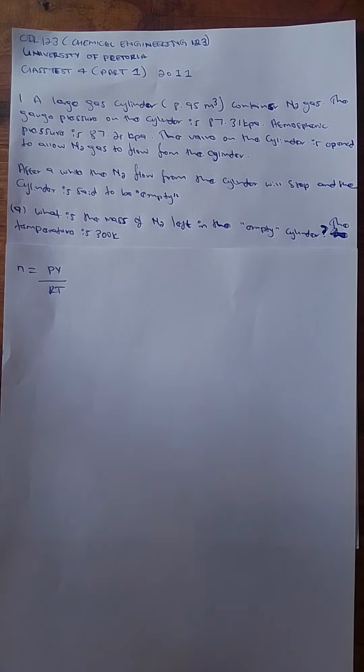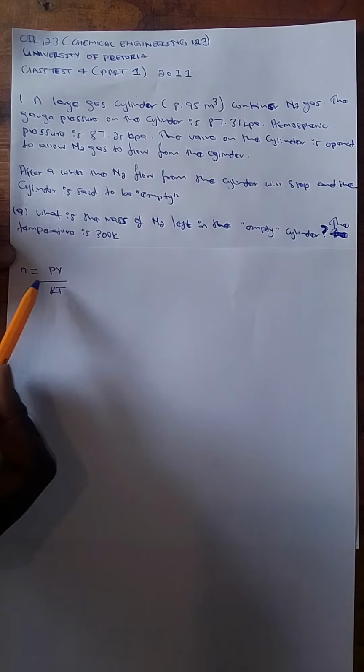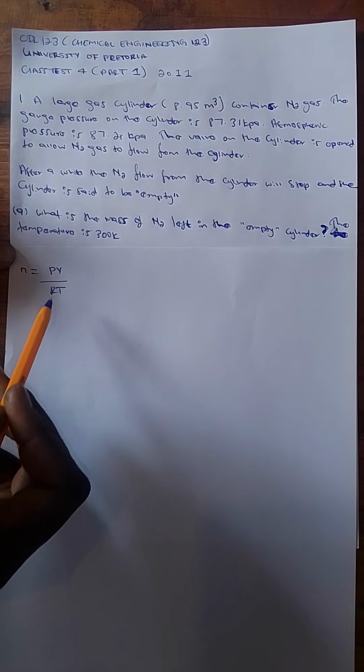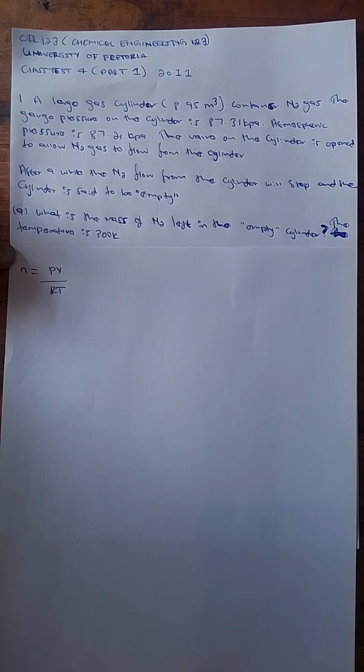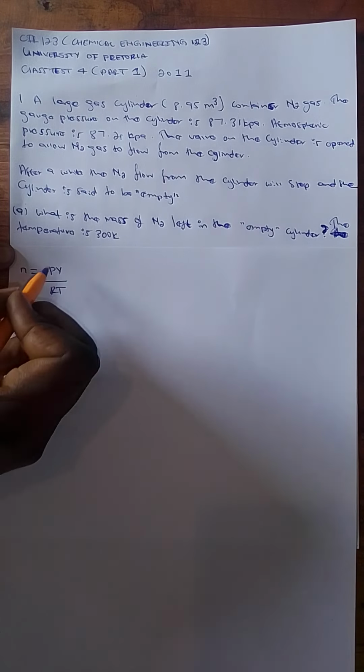Now with that said, if we're going to use this equation, we're going to need the pressure, the volume, the R constant and the T. We know the volume is 8.95 meters cubed. R is a constant, and the temperature we are given, which is 300 Kelvin. So what we need to calculate is the pressure.